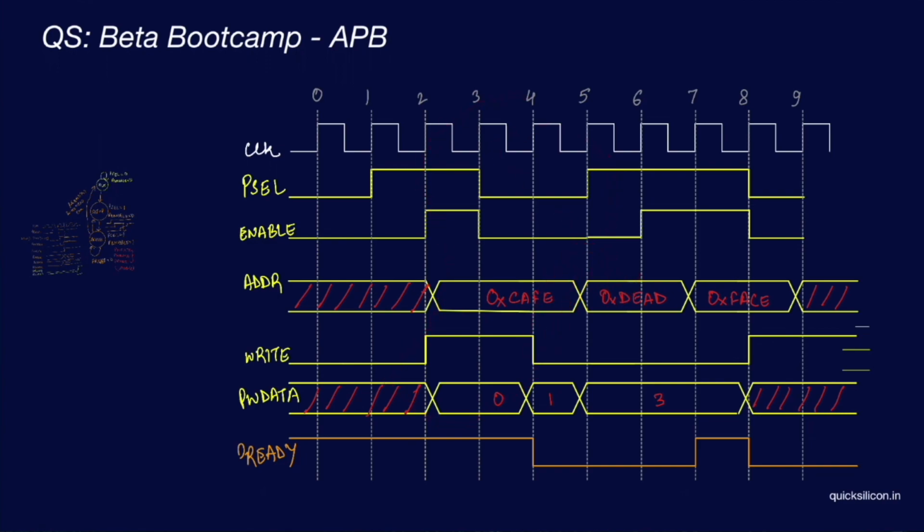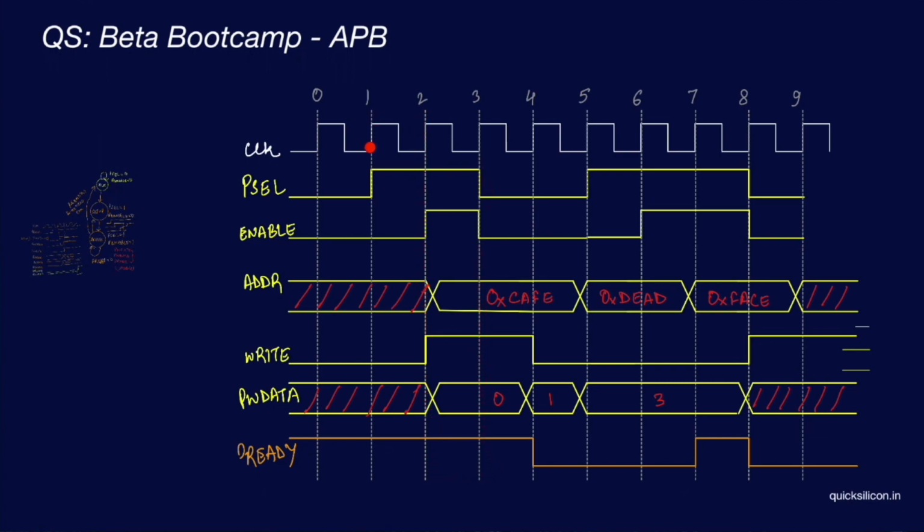In this particular waveform, what we see is that we get a P select. On the next cycle, we get a P enable. And as soon as we got your P enable, your address was fixed to a particular value. Here it is cafe. Your write signal was also fixed to a particular value, which is 1, and your write data was also fixed to a particular value, which is 0. Now if you notice here, your ready signal is all 1, which means your transaction would get completed as soon as this happens, that you entered.